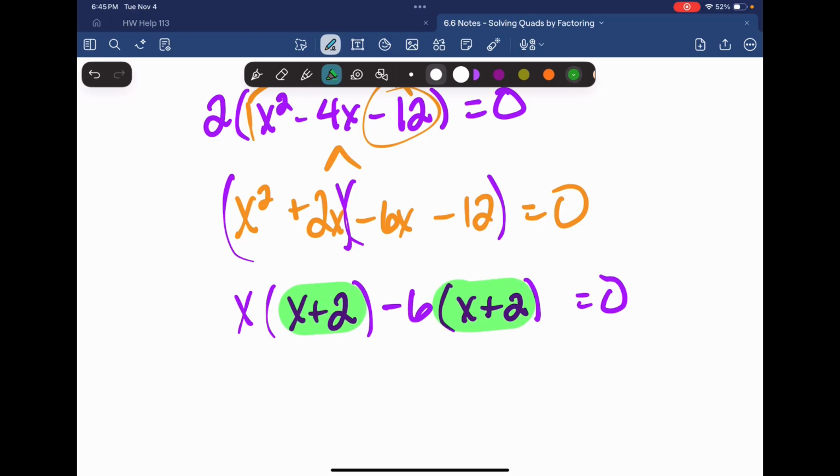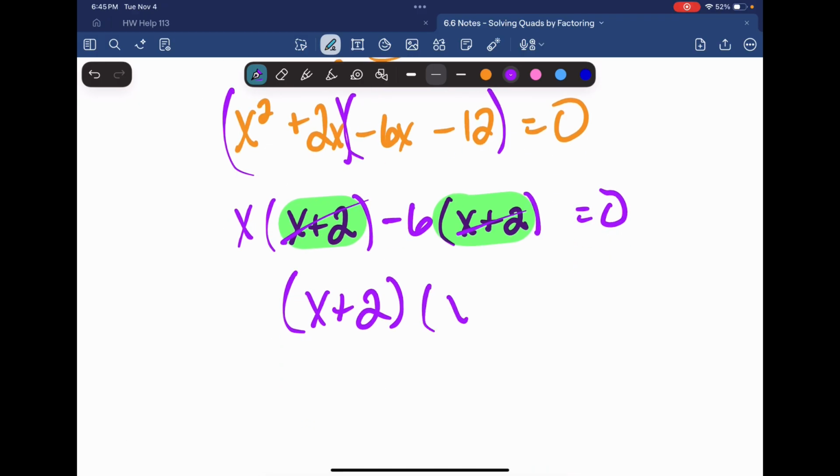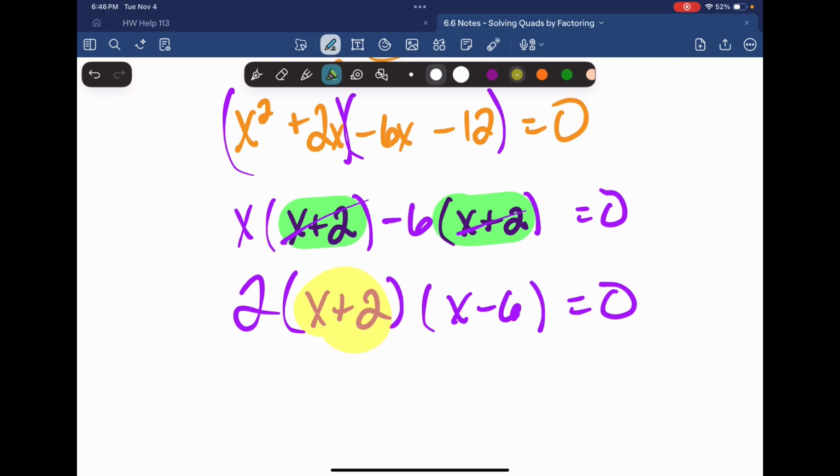Common binomial factor. And then our second set is the x minus 6. Okay, and then that GCF, bring it down. So technically, I have 1, 2, 3 factors.